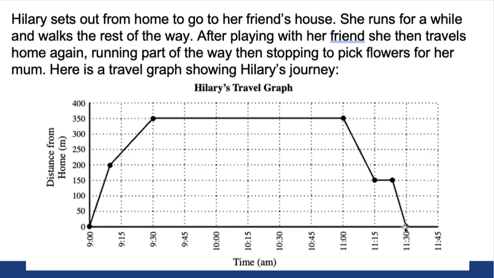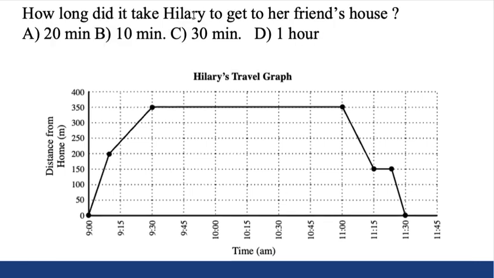So now there are a couple of questions based on this particular graph. Let's see whether we are able to interpret the data. How long did it take Hillary to get to her friend's house? So her friend's house, where she stayed for a long time, is right at this point. If you see that particular point right there, from 9 to 9:30, how long? That would be 30 minutes. So C is the right answer.